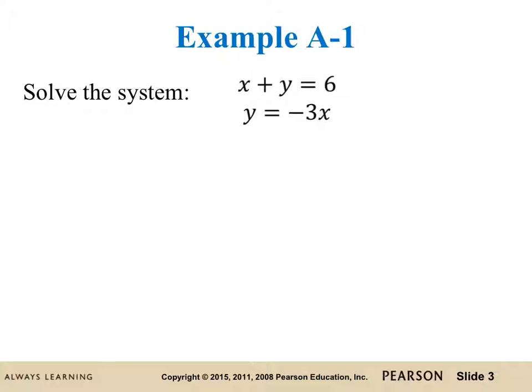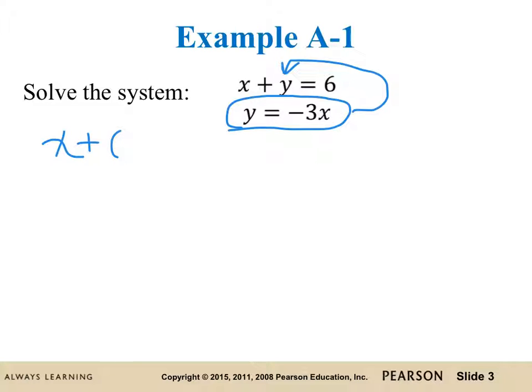So here's our first example. We're going to solve the system x plus y equals 6 and y equals negative 3x. And conveniently, our second equation is already solved for the variable y. So we're going to use this to substitute into the first equation in place of y. So we're going to take x plus the value of y, negative 3x, and that's equal to 6.